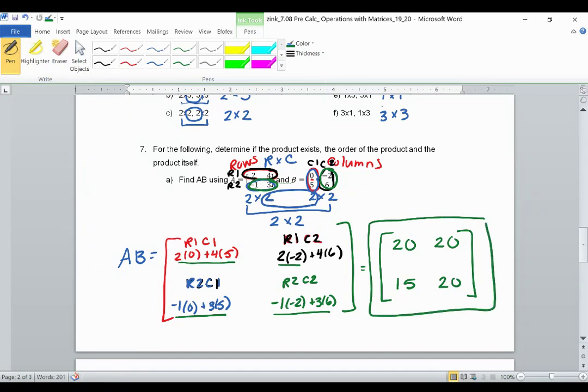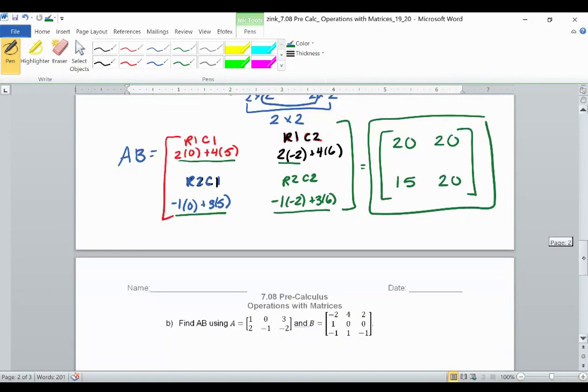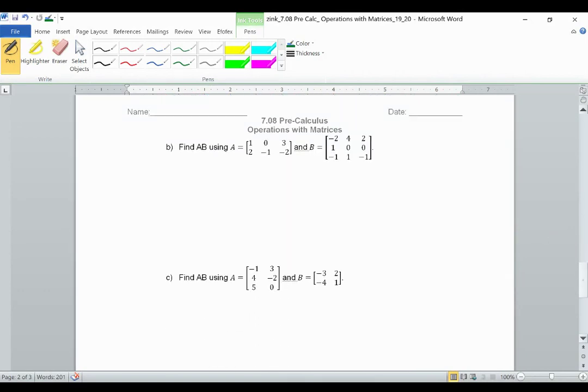Again, this can be done in your calculator. Store in matrix A into your calculator, then store in matrix B, and then you just hit A times B in your home screen. And again, it will just give you the answer. The hardest part is just taking the time to type them in. All right, so now it's a bunch of practice. So let's do another one together.